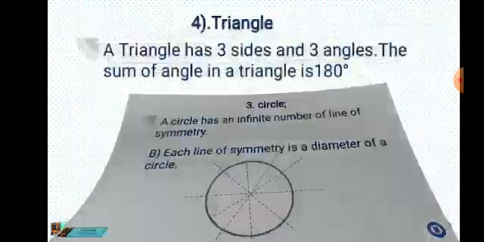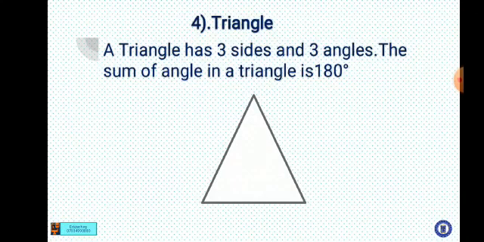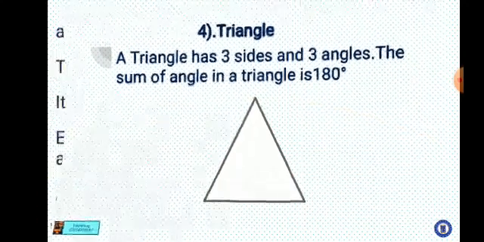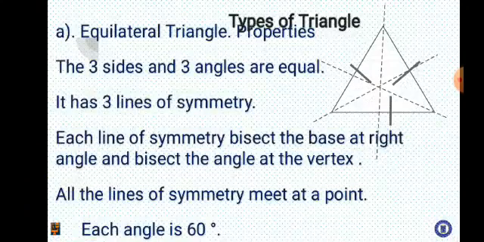Now, the fourth one we are going to look into is triangle. A triangle has three sides and three angles. The sum of angles in a triangle is 180 degrees. Then in this triangle we have different types of triangle, four types of triangle we are going to look into.